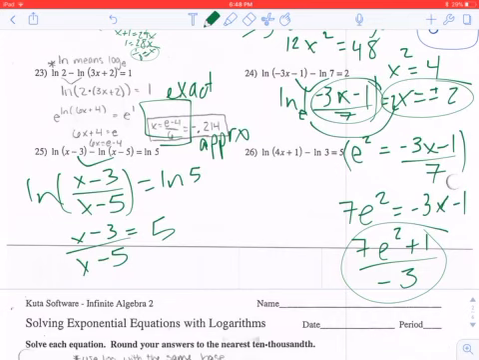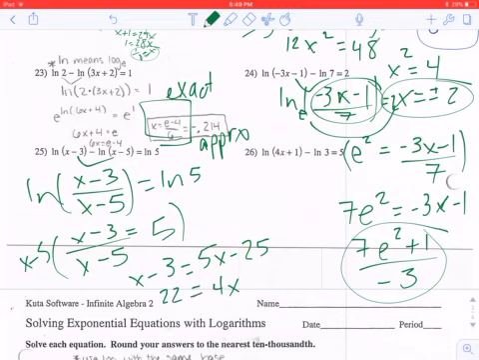Multiply by x minus 5 on both sides. We'll get x minus 3 equals 5x minus 25. I distributed. Subtract x from both sides, I get 4x. Add 25 to both sides, I get 22. 22 divided by 4 equals x, and that's going to be 5.5.